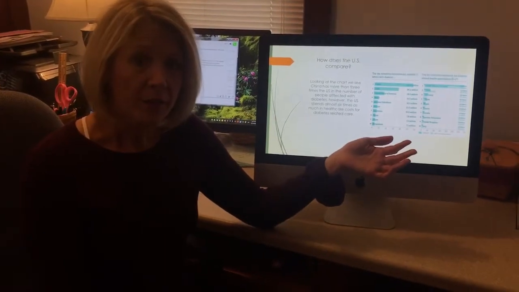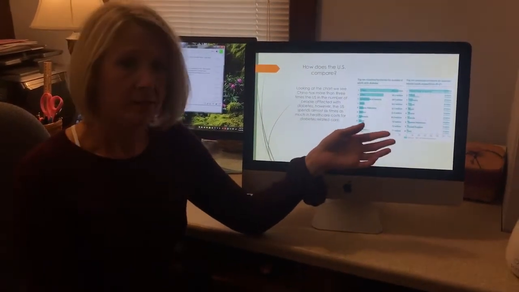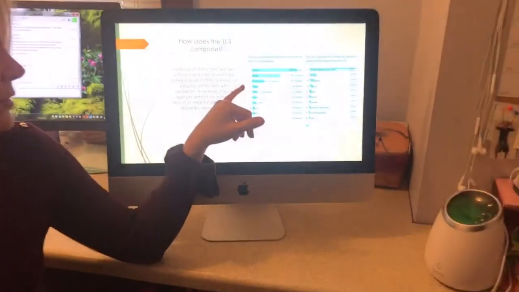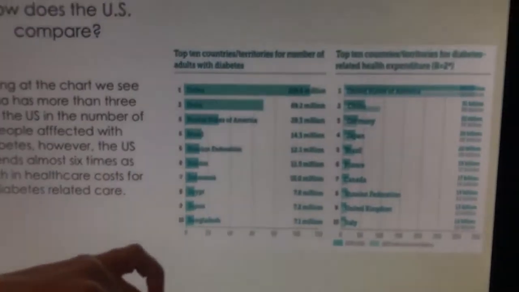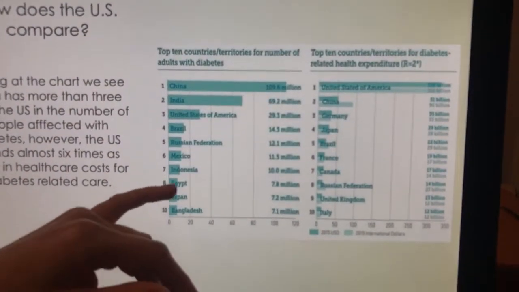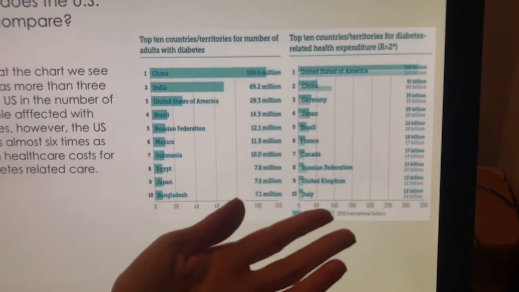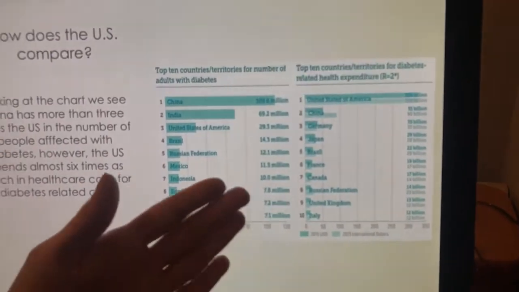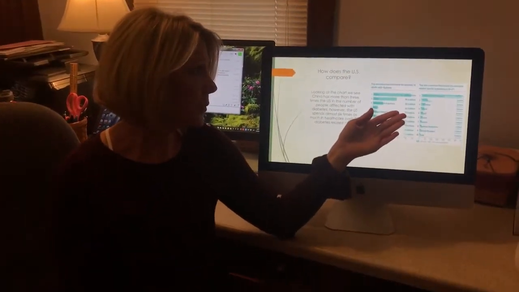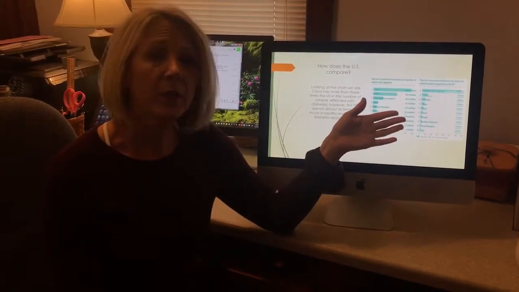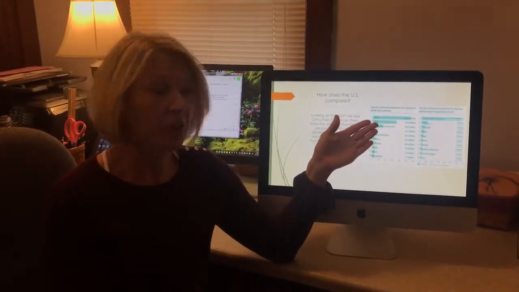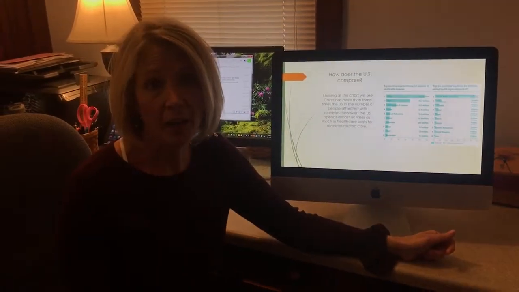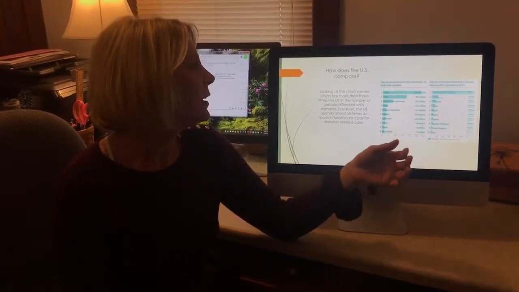How do we compare with other countries? I think both in quality and in cost, it's pretty clear. The United States is only 3rd in the number of people who have diabetes, yet we're number 1 in how much money we're spending on the cost of diabetic care. For example, we have 29.3 million people with the disease compared to China's 109 million, yet we're spending roughly 3 to 5 times the amount of money that China is spending.